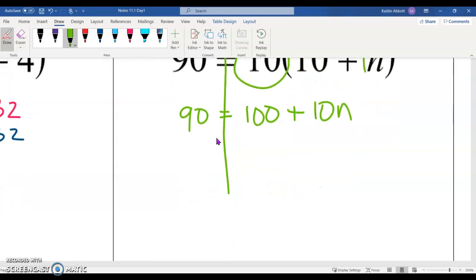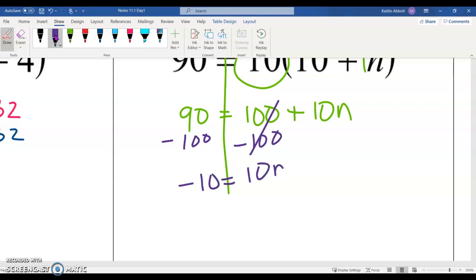Now we solve for n. So I am now going to get rid of this 100 because I need to get rid of every single term that doesn't have the n involved. So a positive and a negative 100 cancels out. So we have minus 100 over here. 90 minus 100, since 90 is smaller than 100, it's going to be a negative number. And 100, so they're different signs. So I'm going to subtract 100 minus 90 is 10. And the bigger number is 100. So it's going to be -10 equals 10n.